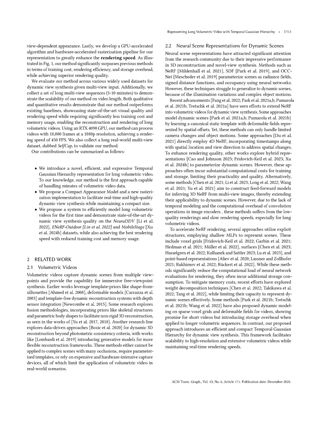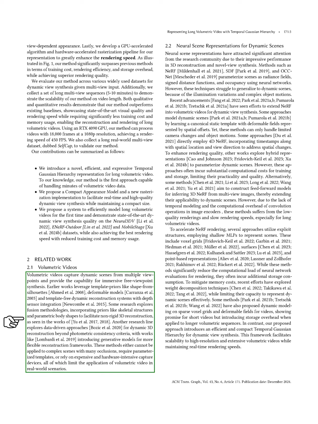Section Summary. In this section, we introduce the Temporal Gaussian Hierarchy, a novel 4D representation designed for efficient modeling and rendering of long volumetric videos, addressing the challenges of storage and processing speed. Our method significantly enhances rendering quality and efficiency while reducing training costs, enabling the handling of minutes-long video sequences with state-of-the-art performance. Section: Related Work.